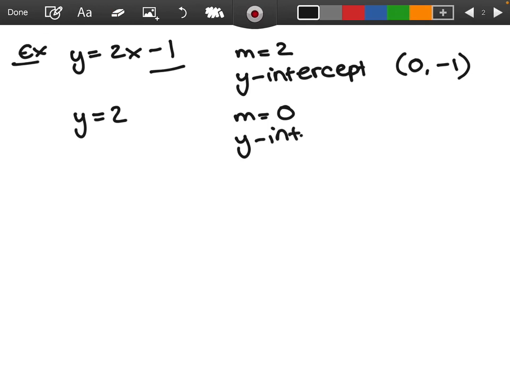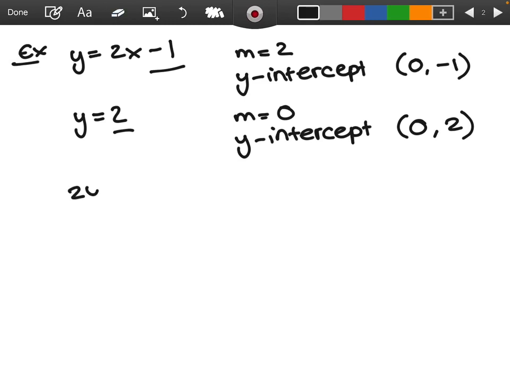What is the y-intercept? The y-intercept, as we said, always has a 0 x-coordinate, and its y-coordinate is going to be whatever that b value is, whatever that constant is, which in this case is 2. That again agrees with the y-intercept when we graphed this equation before.